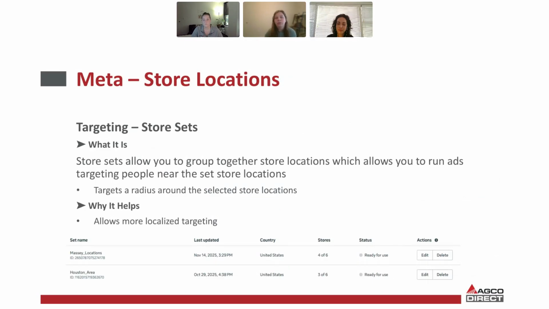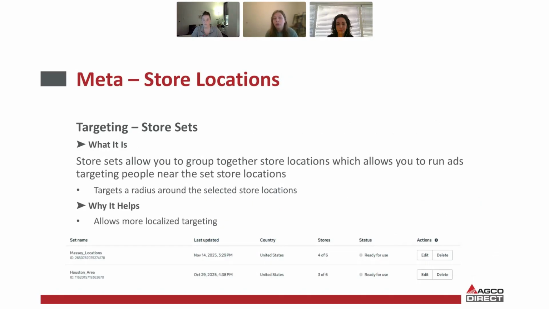So first, targeting with store sets. Once we have those store locations, we're then able to create a group of multiple locations called store sets. We can use these store sets in targeting. It creates a set radius around those locations. So for example, if a dealer only sells a brand line at a few of their locations, we might create a set for those specific stores, and then ads using that store set will only be served to the people who live or travel near those stores. This allows for much more localized targeting. We can tailor ads to specific regions or specific locations.